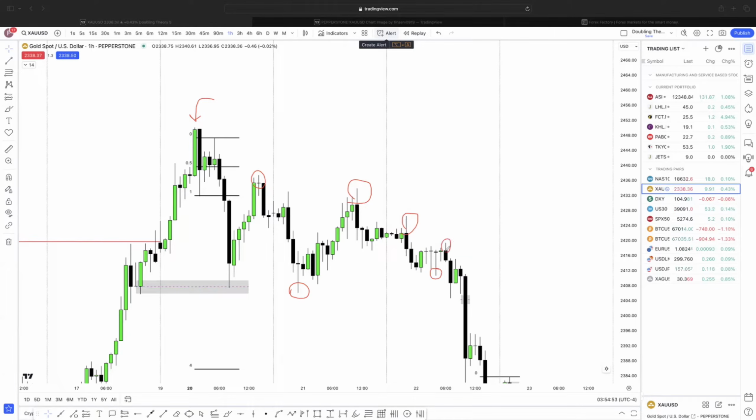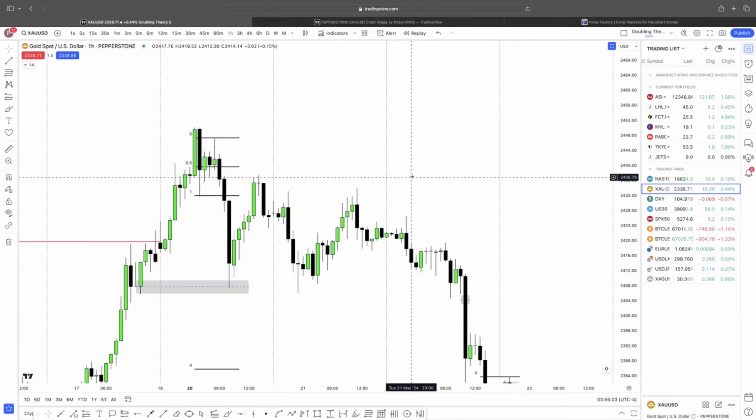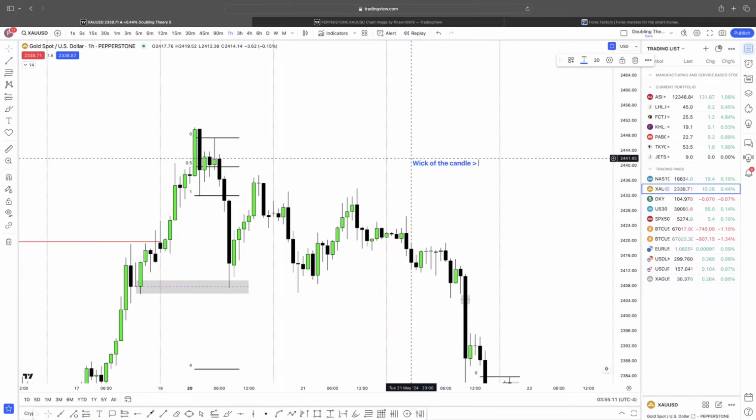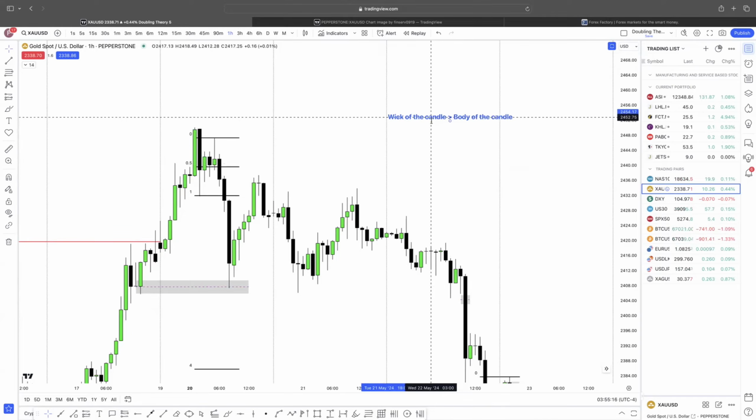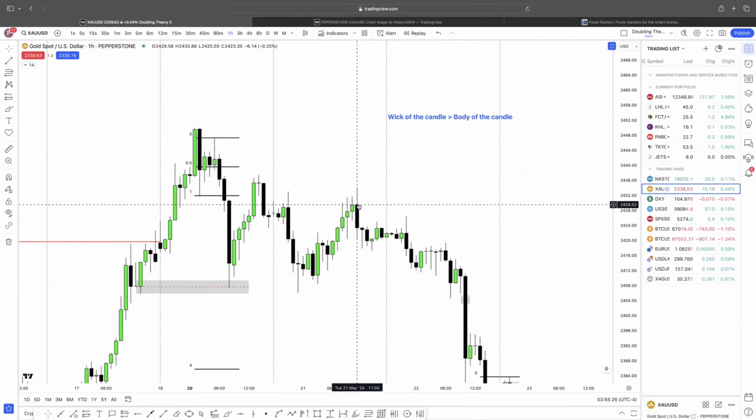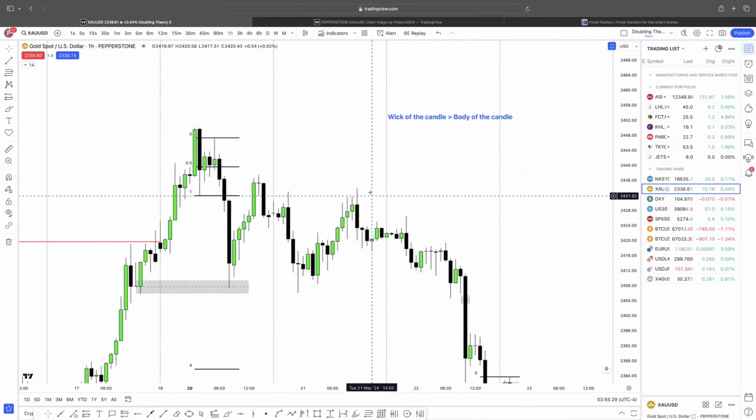So these are external range D markers. Okay, these are external range D markers. Now, an external range D markers, right? They occur when the wick of the candle is greater than the body of the candle. You know, there are some instances in which they are almost the same, but I consider equal wick and equal body to be the same.